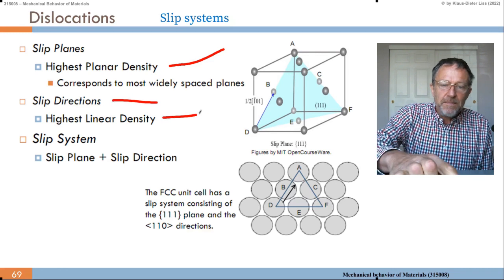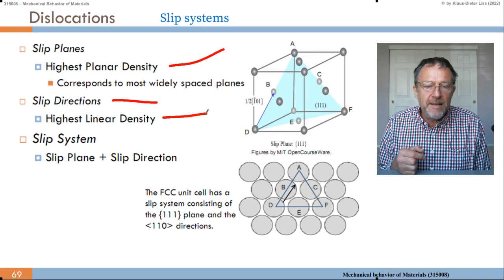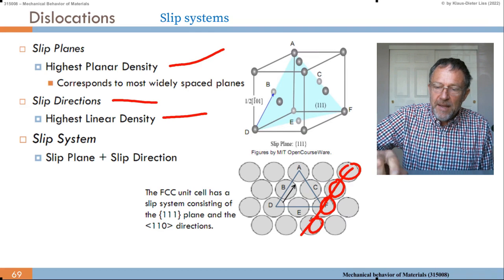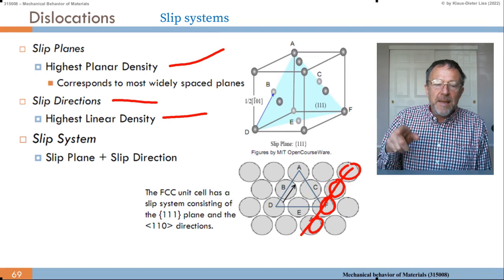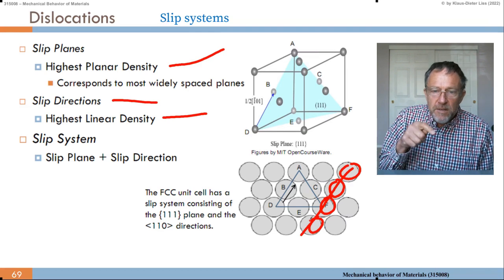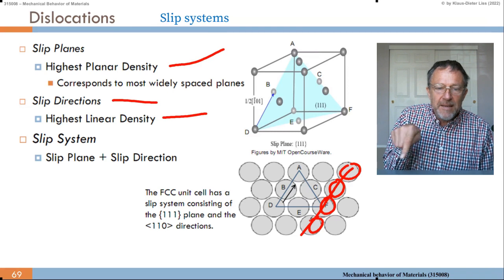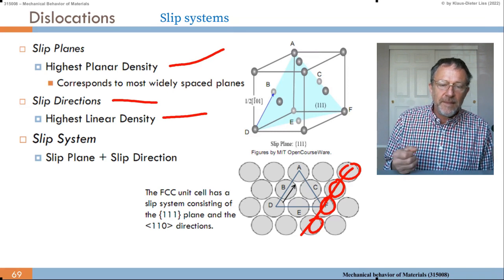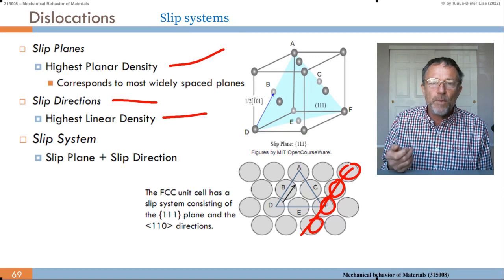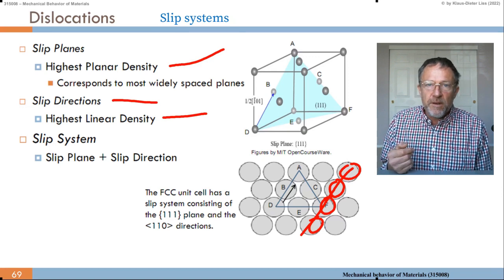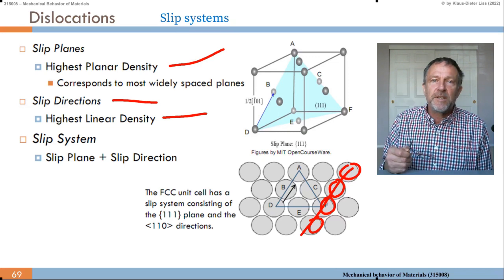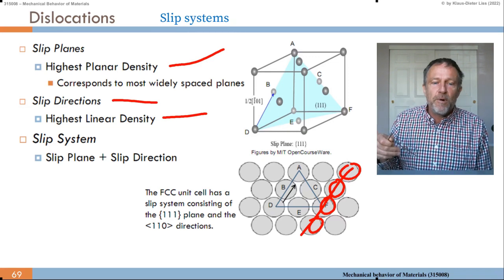In contrast, the slip directions, they have the highest linear density. So this is where the atoms, in this case, they touch each other. They're closest together. And that means we have the smallest Burgers vector. So we need only the smallest displacement in this direction. So highest linear density. We will see later on that the energy of the dislocation depends on the Burgers vector square. So if you have a larger displacement, then it costs a lot more of energy.